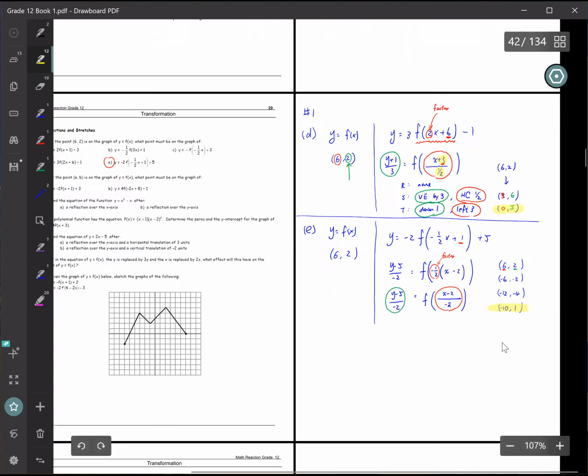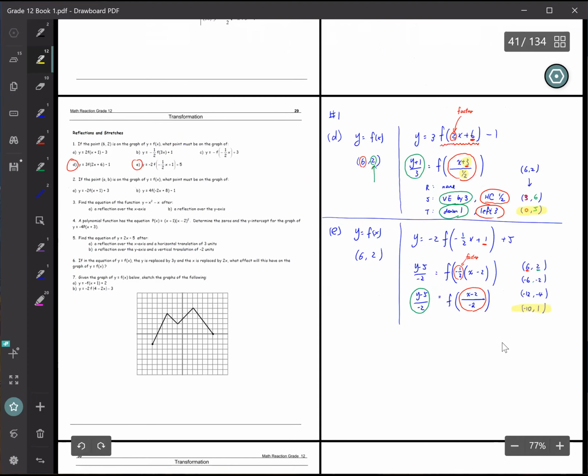All right, so that takes care of our 1D and E. So these questions that I picked are like a summary of everything you should know before moving on to trig. These are the questions that you have to know. So they are difficult because it combines everything that you covered, all in one question.